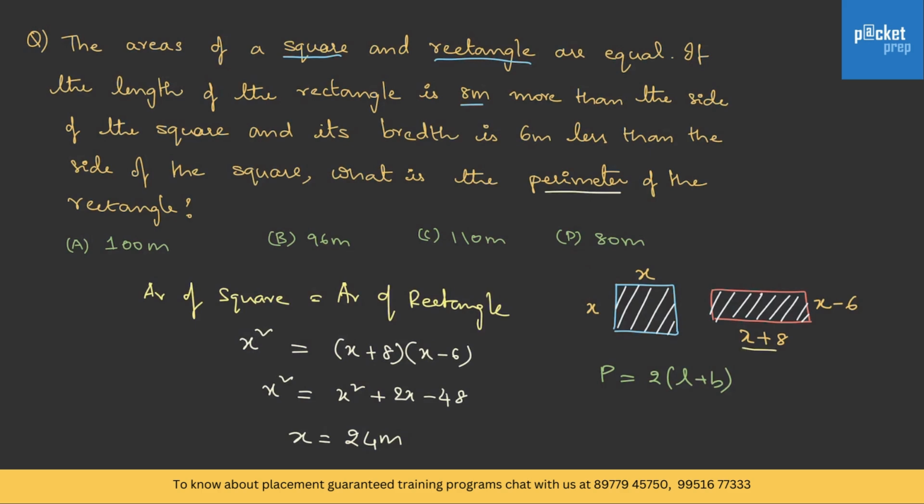Length we can calculate from this, x plus 8, so 24 plus 8, so length will be 32. Then breadth is x minus 6, so 24 minus 6, that is 18. So these values we can substitute. This is 2 times (32 plus 18), that is 2 times 50, that is 100 meters. Therefore option A. So that was the concept of squares and rectangles.